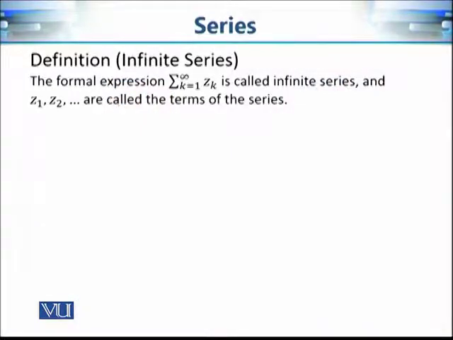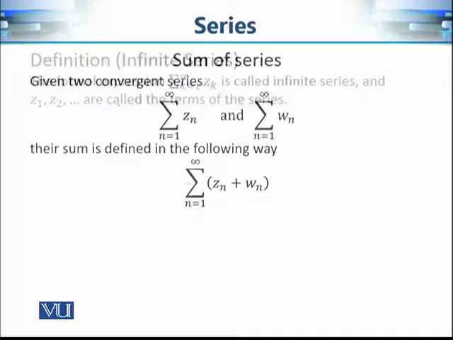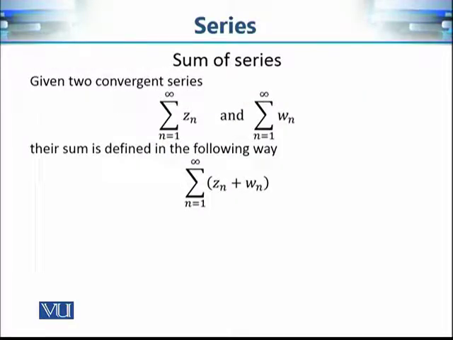Now let's begin with the recall of series, or infinite series. It is a formal expression where we are adding infinitely many complex numbers z1, z2, z3, and so on, and these are known as the terms of the series. Now let's begin with our first definition, where we want to add two convergent series, Zn and Wn, and their sum is defined in a very simple way, Zn plus Wn. The first term will be obtained when we put n equal to 1, so the first term is Z1 plus W1.